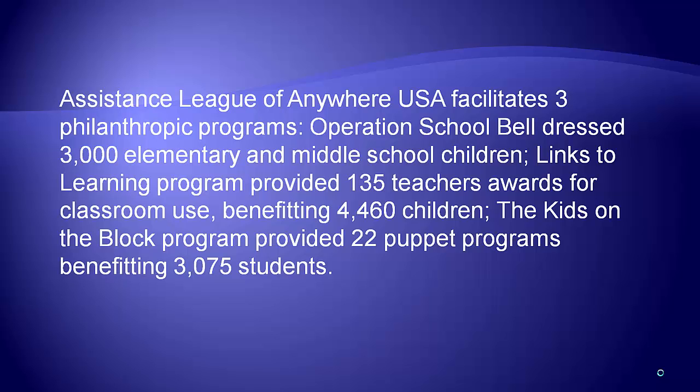Let's look at our mythical chapter, Assistance League of Anywhere USA. They facilitate 3 philanthropic programs. The summary captures the name of the program, what they did, and for how many individuals served. You can see from the slide how to write this up. Simply pause the video when you desire if you would like to review. In other words, you now have a template to complete your own information.